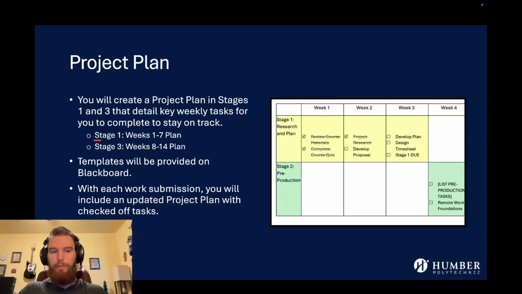In stage 1, you'll make a plan for weeks 1 through 7 of the course, stages 1 and 2. And then in stage 3, you will create a plan for weeks 8 through 14 of the course, which is stages 3 and 4. This just helps you because you'll be first planning out your research and planning and your pre-production stages, and then when it gets into the production stage, you will be planning out what tasks you'll be completing then and then finalizing. This just splits up some of the planning for you, so it's not so overwhelming to plan out a whole 14-week project plan from the outset.